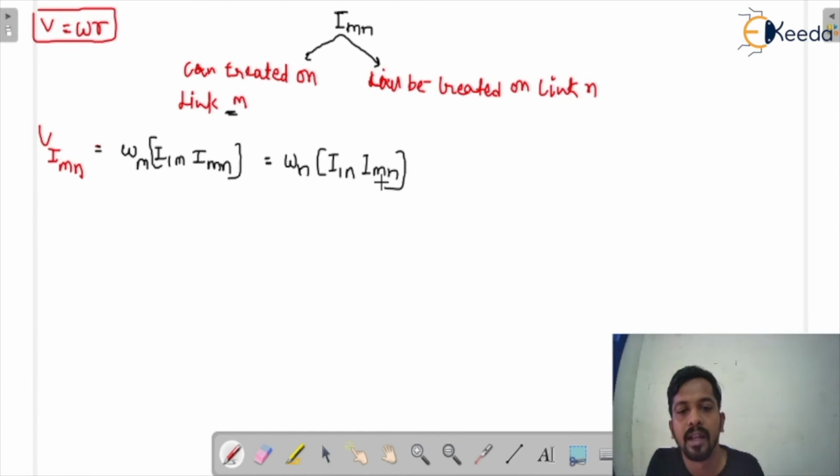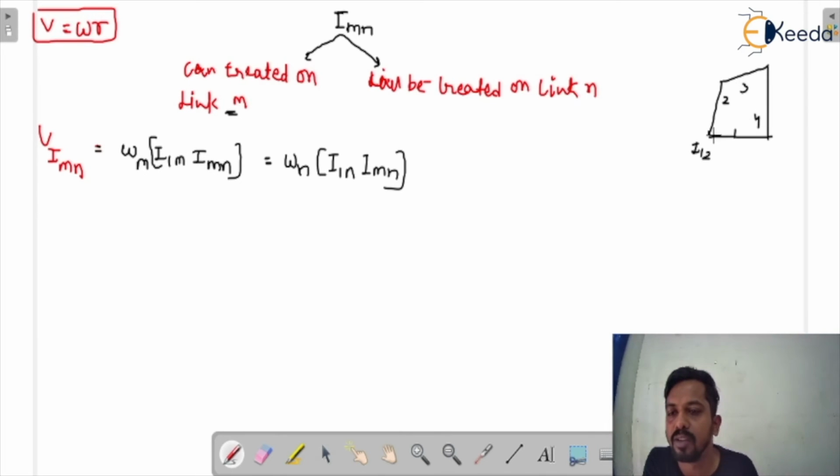Now let me show you with an example. See here, if there is a 4-bar chain, that would be I12. If this is link 1, this is 2, this is 3, this is 4, that would be I12, that would be I23, and that would be I34, and that would be I14. Now how can I find out I13?